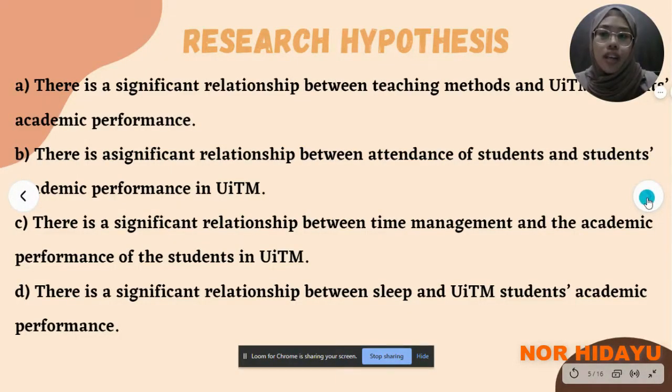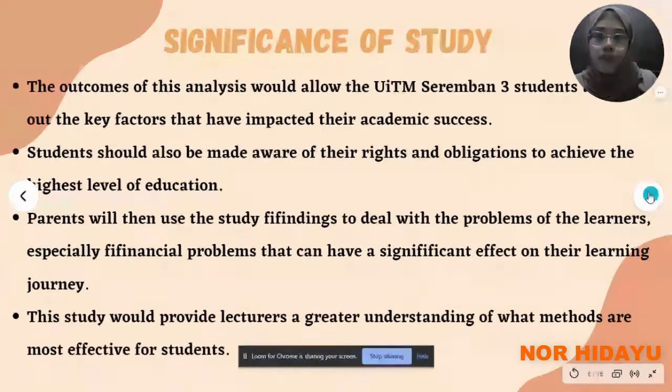Research hypothesis. There is a significant relationship between teaching method and UiTM student academic performance. There is a significant relationship between attendance of students and student academic performance in UiTM. There is a significant relationship between time management and the academic performance of the students in UiTM. There is a significant relationship between sleep and UiTM student academic performance.